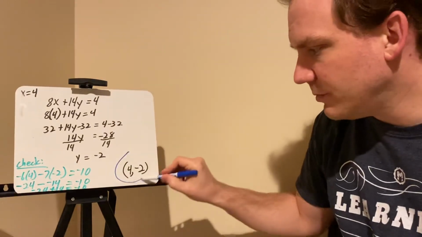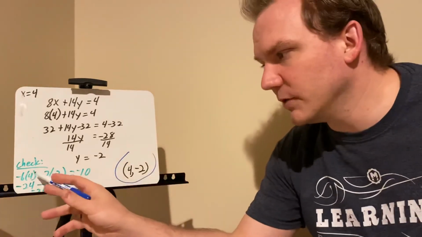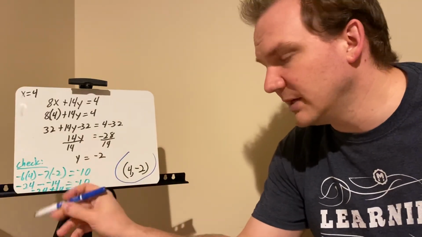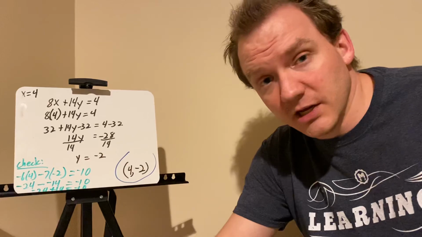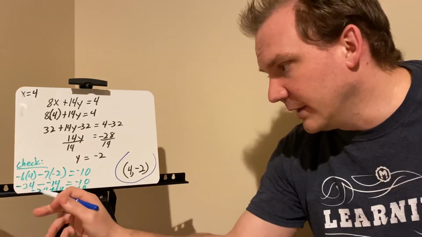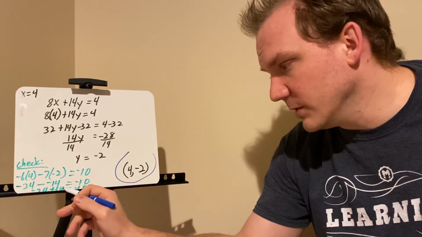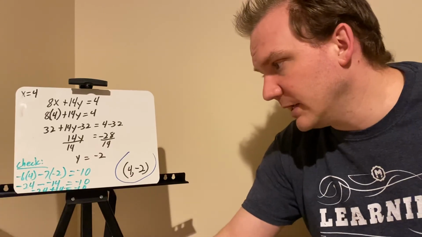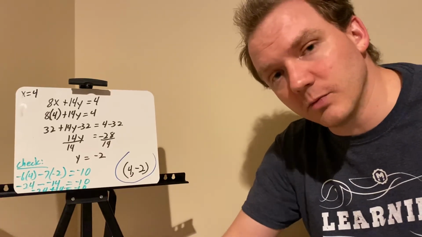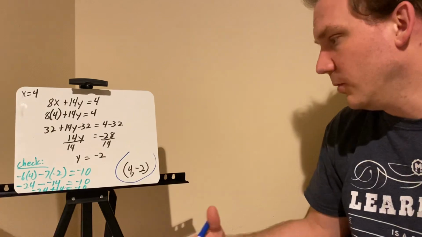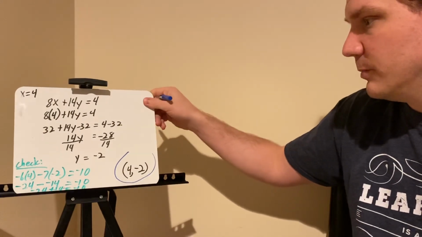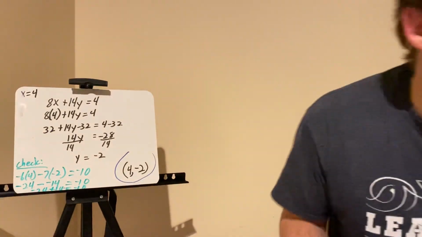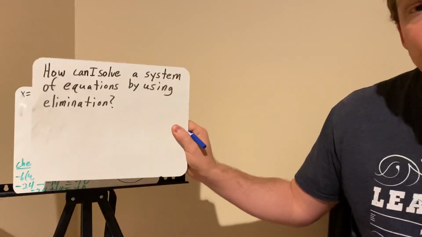My solution would be 4, negative 2, and I checked it over here by substituting 4 and negative 2 into the other equation from the beginning. And it worked out with negative 24 plus 14 equals negative 10, which is correct. Negative 24 plus 14 would equal negative 10. And so it all worked out. And that would be the process of solving equations. How can I solve a system of equations by using elimination?